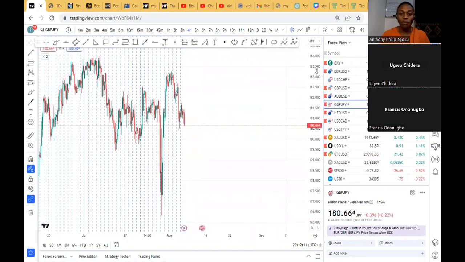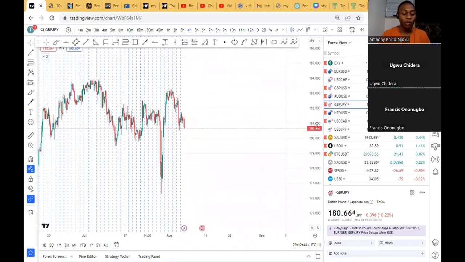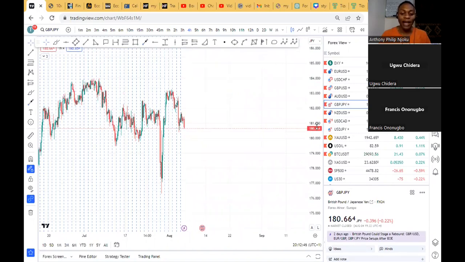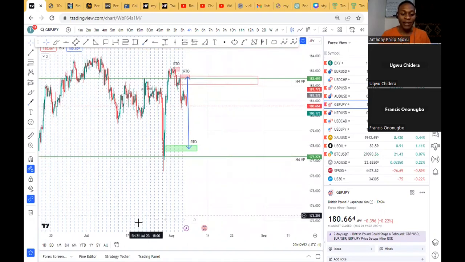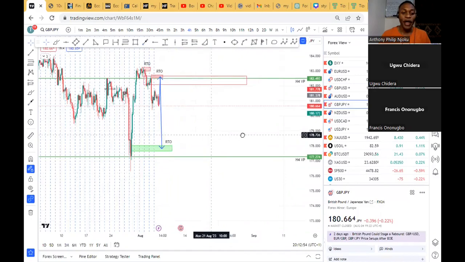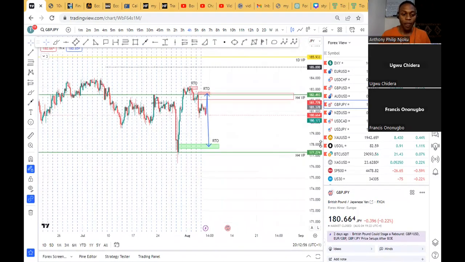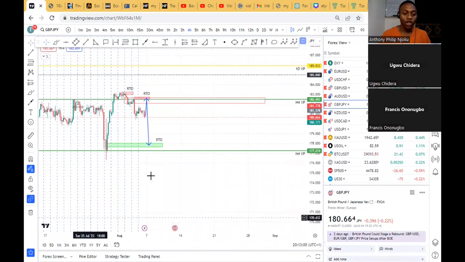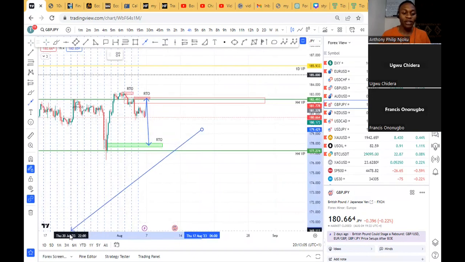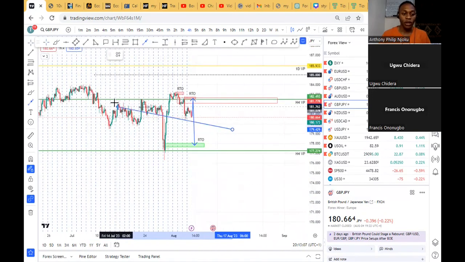The next on our list is GBP-JPY. Great Britain pound against the Japanese yen. So for the Great Britain pound against the Japanese yen, we're expecting what? A drop. We're expecting a continuation drop. So on the GBP-JPY, you can see that we have something that looks like the market was accumulating orders over here.